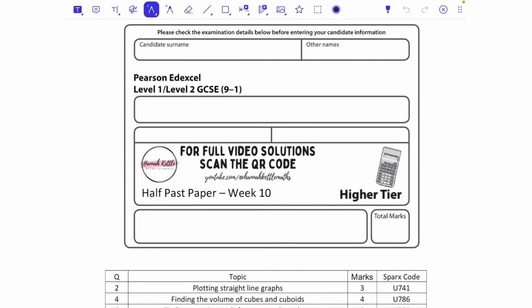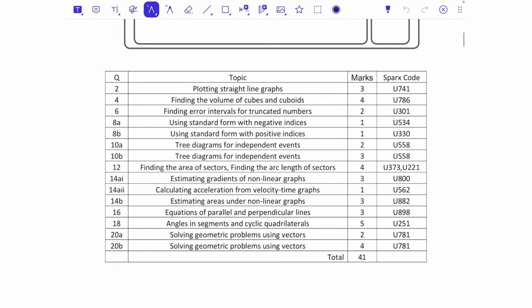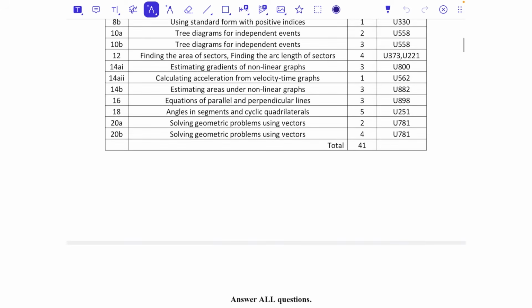This is half past paper week 10 for the higher. So this is all the even numbers. We did the odd numbers last week on week 9. These are all of the topics we're going to go through today, and the Sparks codes. If you do have Sparks at your school or you've got access to Sparks, then you can do more questions by searching up that code on your independent learning. If not, you've got the topics there for you as well.